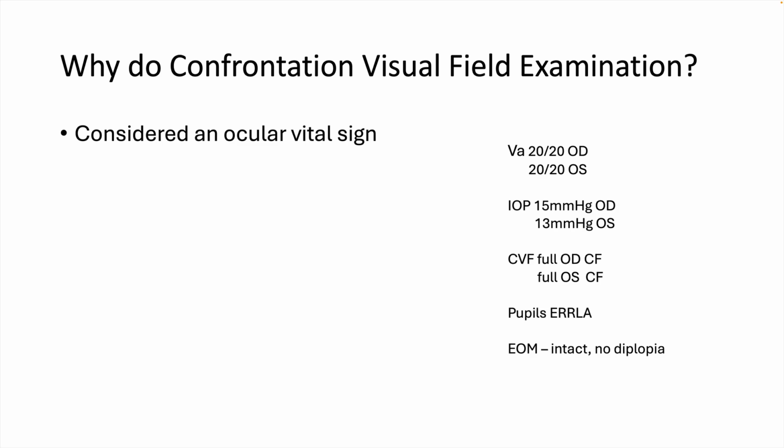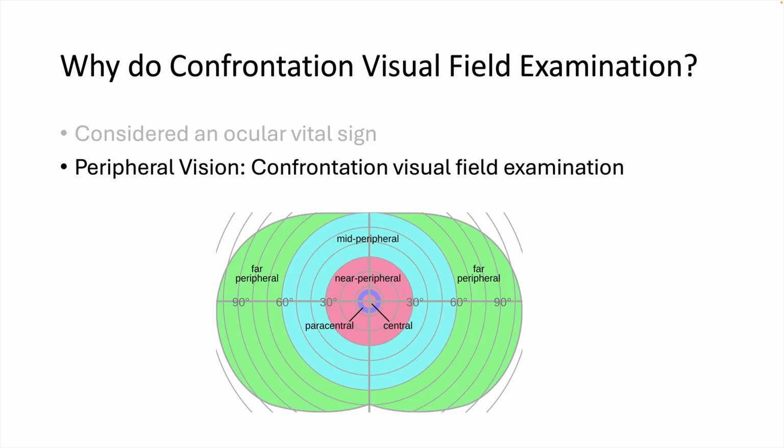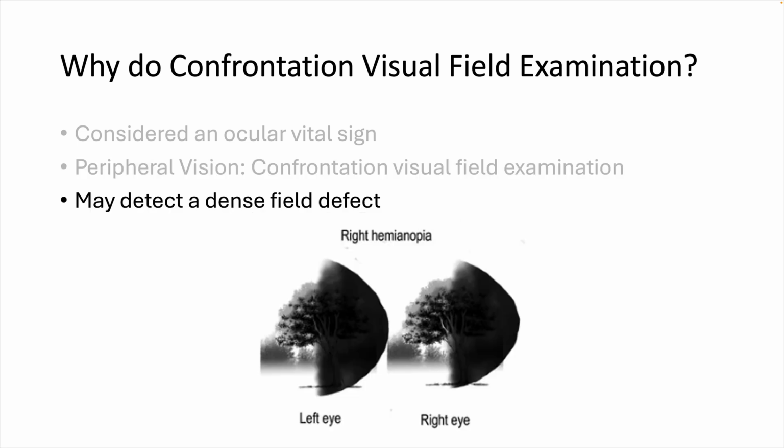The confrontation visual field examination is considered an ocular vital sign and is a screening test for visual field defects. Consultants will expect this examination when you seek their help. Confrontational visual fields tests peripheral vision and is much less precise than visual acuity, which is the test for central vision. Confrontation visual field testing may detect a dense field defect, such as a right homonymous hemianopsia seen here.